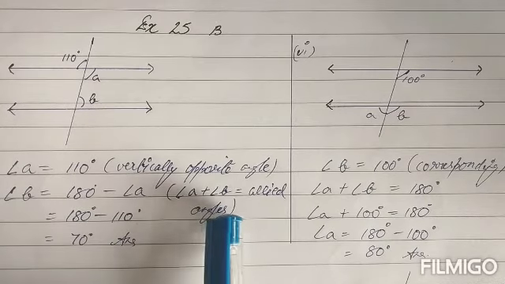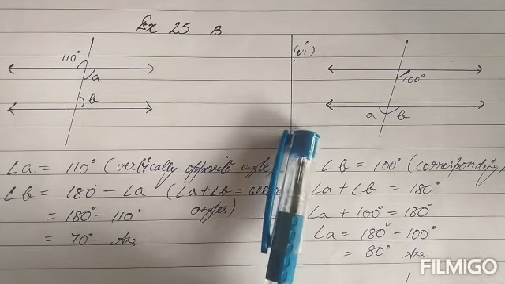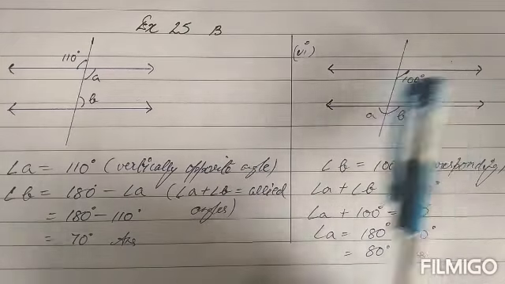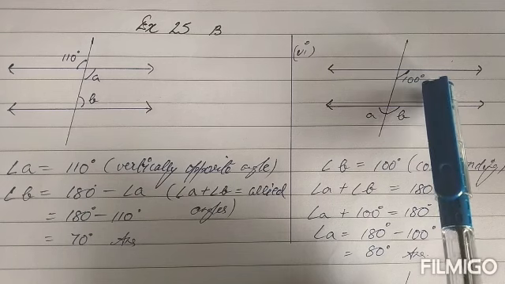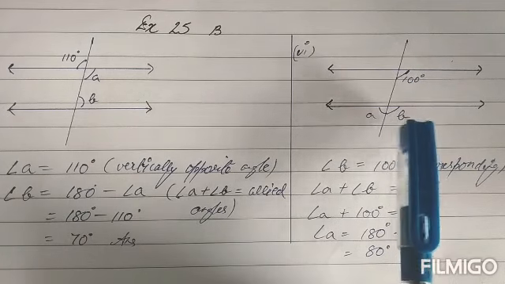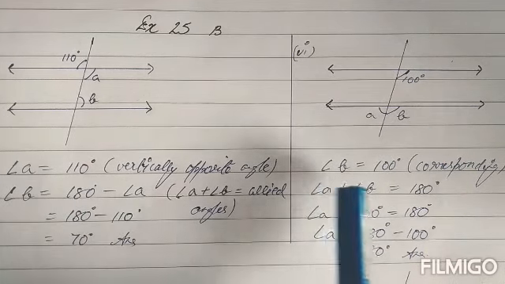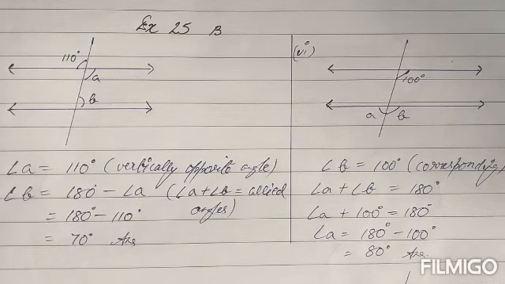Look at the next part of it children. That is the 6th part. Now again I have drawn the figure for you. There is only one angle given, that is of 100 degrees, and we have to calculate angle A and angle B. Now angle B will be equal to 100 degrees only.